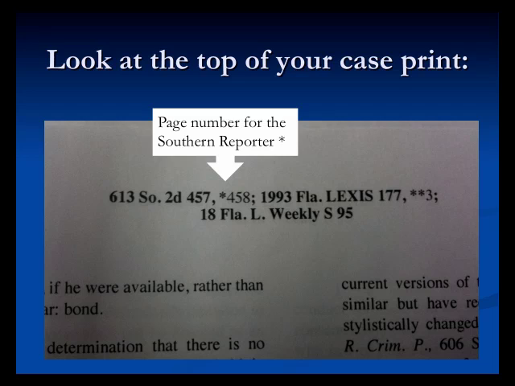This information tells us that the start of this page of the printout would correspond to page 458 of the Reporter. That is, if you went to the library and pulled volume 613 of the Southern Reporter second series and flipped to page 458, you would find the language that you can see at the upper left column of the printout.